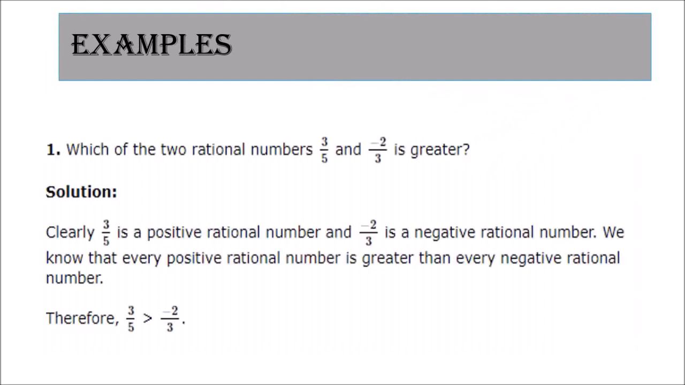Now we can see some examples. First one, which of the two rational numbers 3 upon 5 and minus 2 upon 3 is greater? Here we know that minus 2 upon 3 is a negative rational number and 3 upon 5 is a positive rational number. Hence, 3 upon 5 will be greater than minus 2 upon 3.